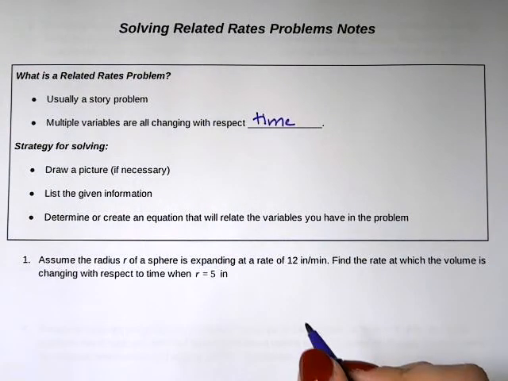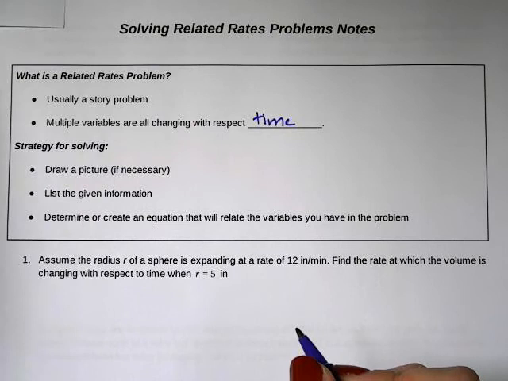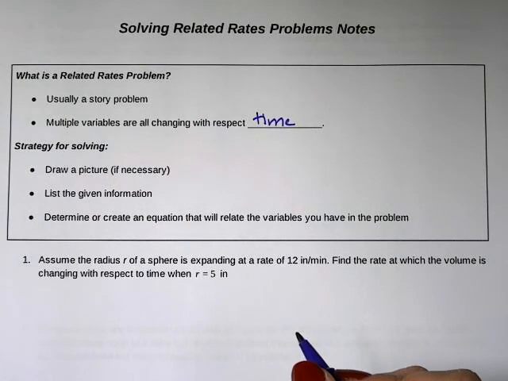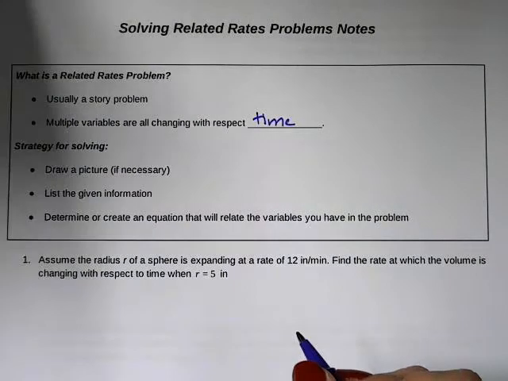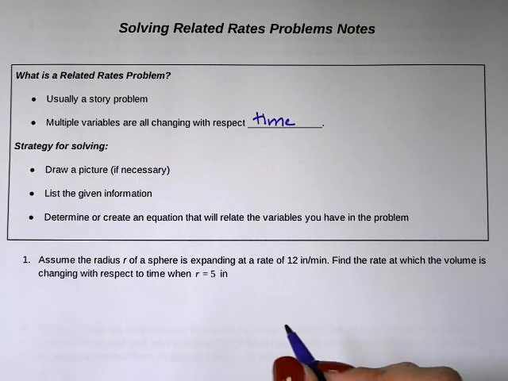So we've got some strategies here for you. You could draw a picture, which really helps a lot when we're trying to figure out exactly what's going on. Then we're going to talk about listing the given information, and then we're going to determine or create an equation that will relate the variables you have in the problem. So we're going to go through an example and you'll kind of understand what that last bullet point means.